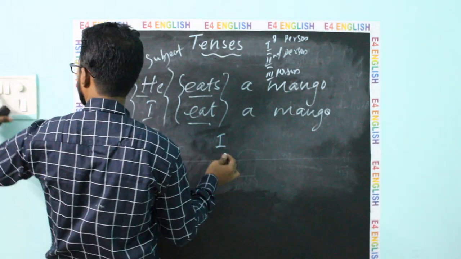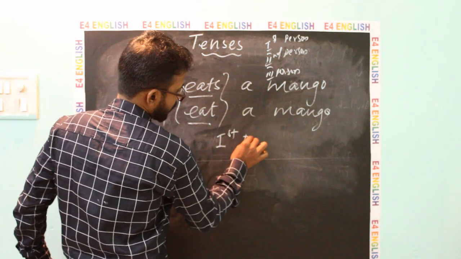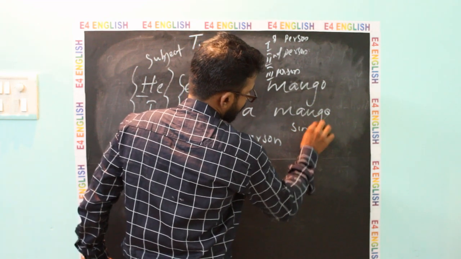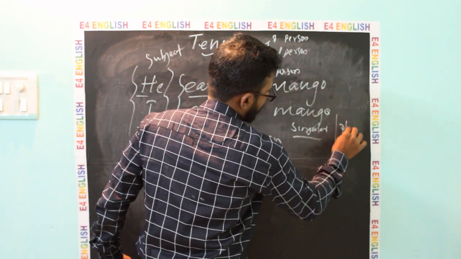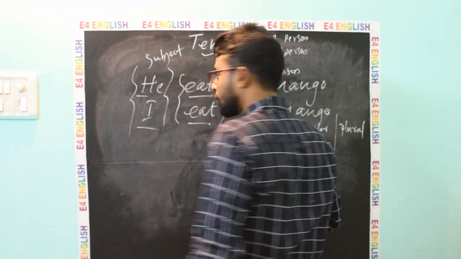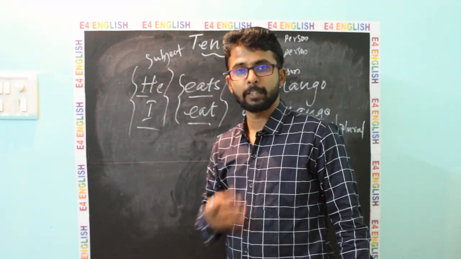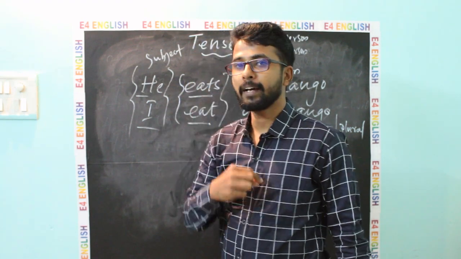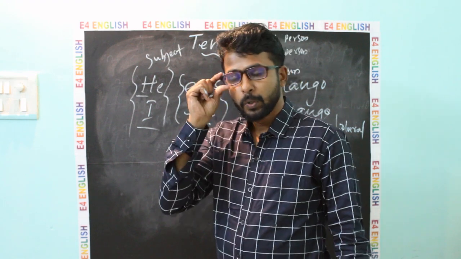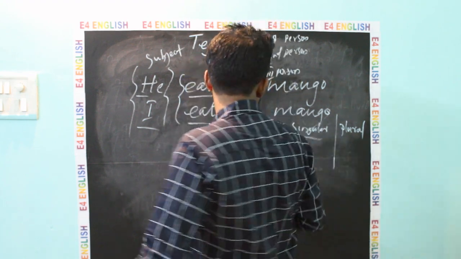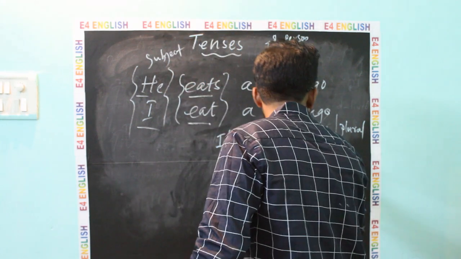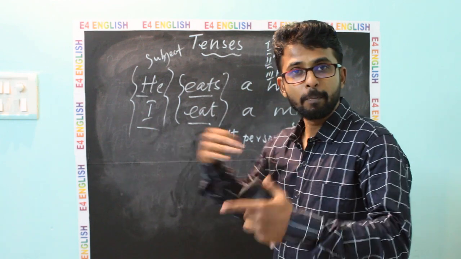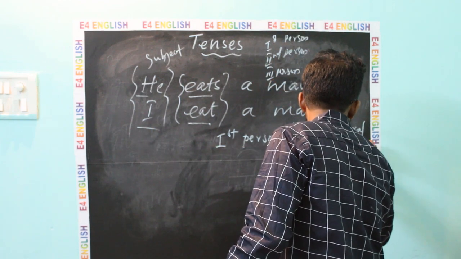Let me write. First person. In that, singular, plural. First person means the person who is speaking. Suppose I am speaking to you. So I am the speaker and I am speaking to you. You are the receiver. So I am the first person and you are the second person, right? So here who is the speaker? I. Suppose I and my friend Kiran are here. So we both will be we. That means first person plural is we.